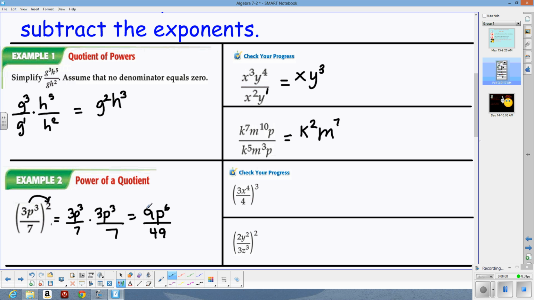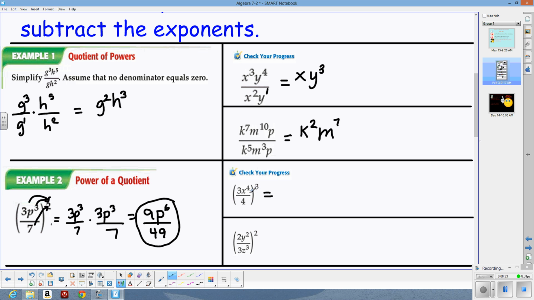3 squared is 9. The p to the third squared is a power to a power. We're going to go 3 times 2, which is 6. And then we're also going to take the 7 to the second power, which is 49. So there's a couple different ways you can think through that problem. You may want to pause the video and try the next one on your own.